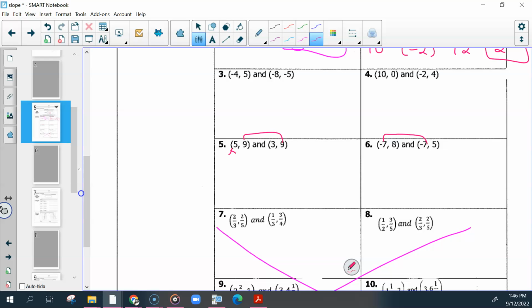For this one, if I were to label these, my y's are the same. I'm subtracting my 9's over 3 minus 5. So my y's cancel. This would simplify to be 0. So anytime my y's are the same, my slope is 0.